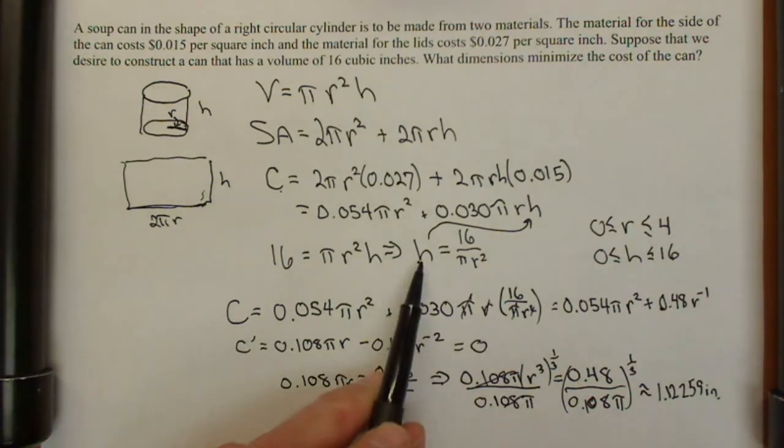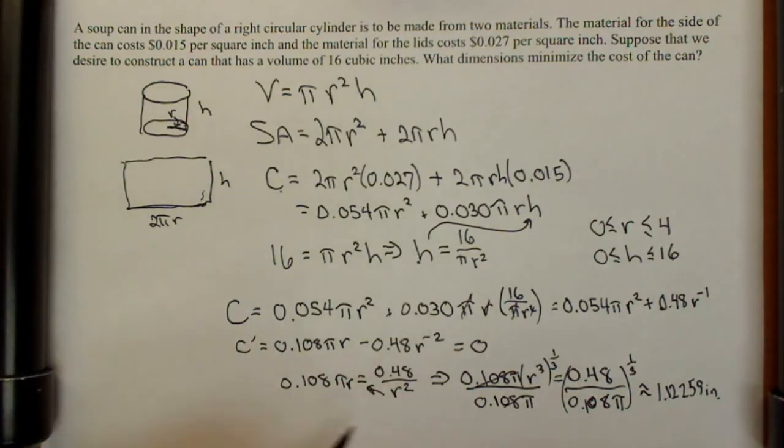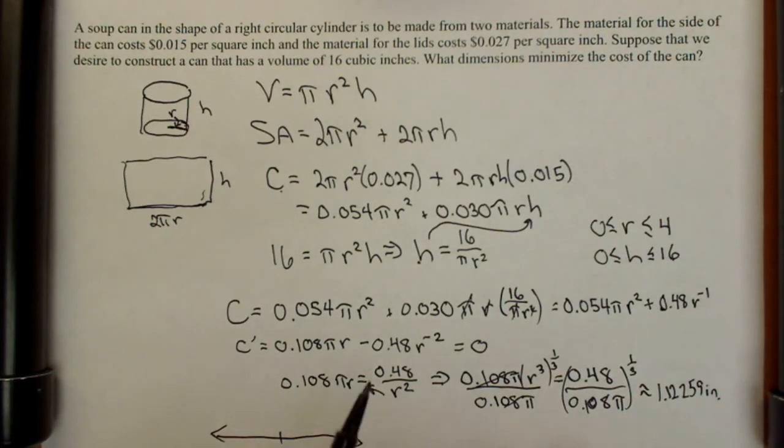Now we can use that to find h, because we already have a relationship between the two. But first, let's determine if this is in fact a minimum. So this is our 1.12259, and let's see what would happen if we had a larger value than this. So let's use a very large value, say 3. So if I used 3 in my derivative, we'll get something very large here, large positive, and then something very small here. So I'm going to have a positive, which means c is going to be increasing.